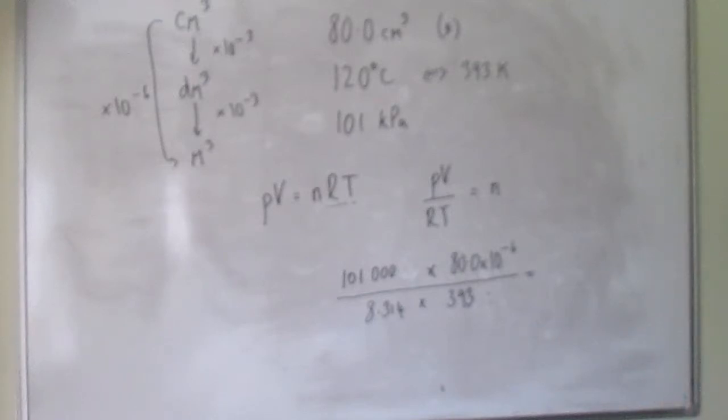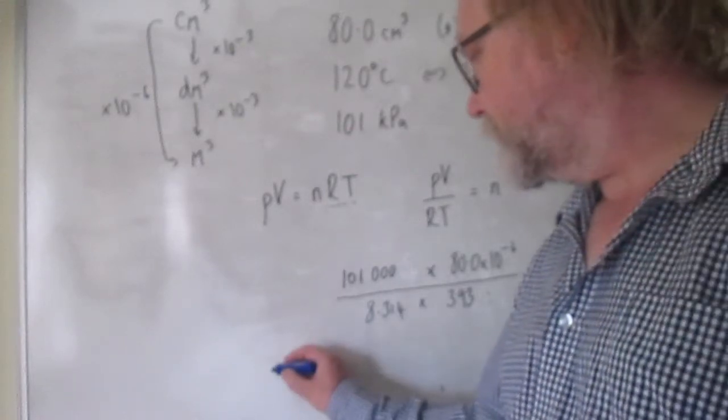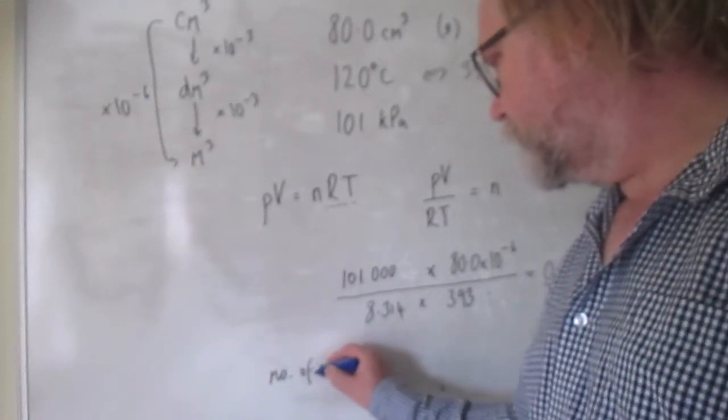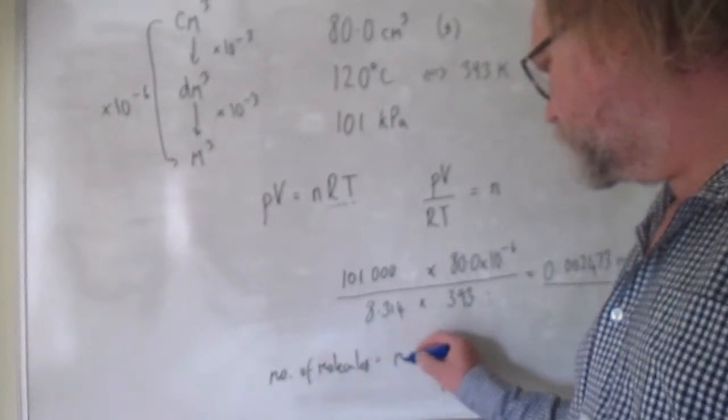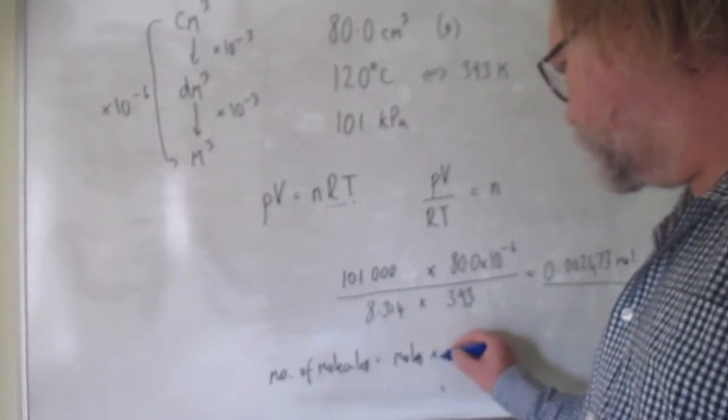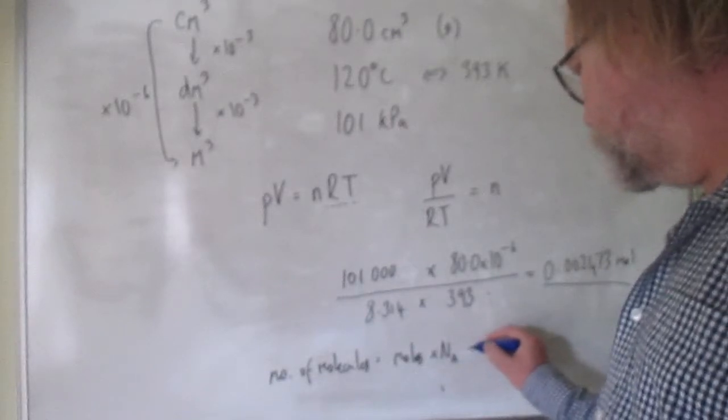and then crunch them on your calculator, and you should get 0.002473 moles. And that number needs to be there in case you mess up the next bit, because there's clearly going to be an intermediate mark for that one. And then you've got to turn that into the number of molecules. So then we use Avogadro's number. So you get that the number of molecules is equal to the number of moles times Avogadro's number.